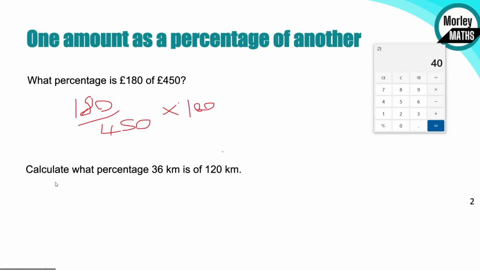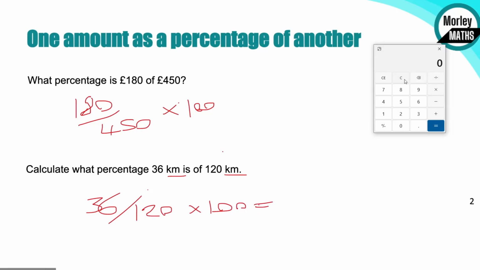So let's have a look at this one. Calculate what percentage 36 kilometers is out of 120. So don't get strung up on the unit of measure. Just focus on the numbers. Don't worry about the fact it's kilometers, that's kind of irrelevant. We just need to be looking at the figures. So 36 divided by 120 and then times that by 100, and that will give us our answer. So again, let's pop that on the calculator. 36 divided by 120 equals 0.3, times that by 100 gives us an answer of 30%.